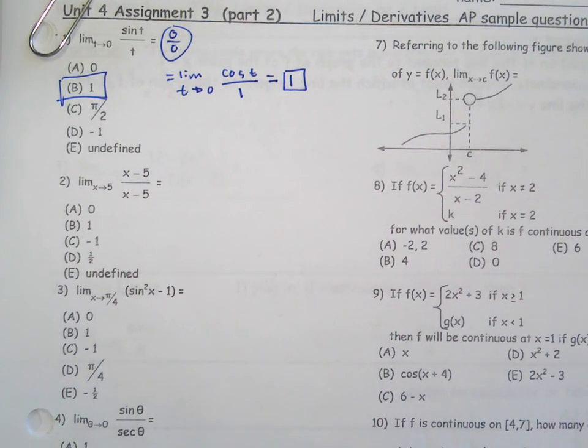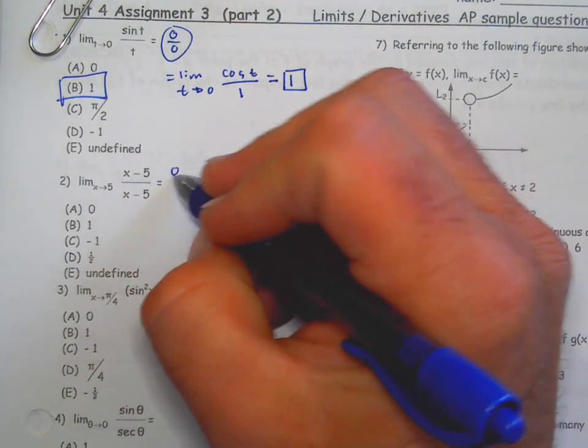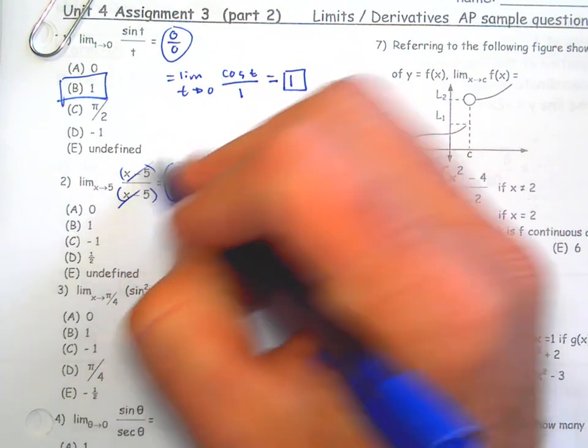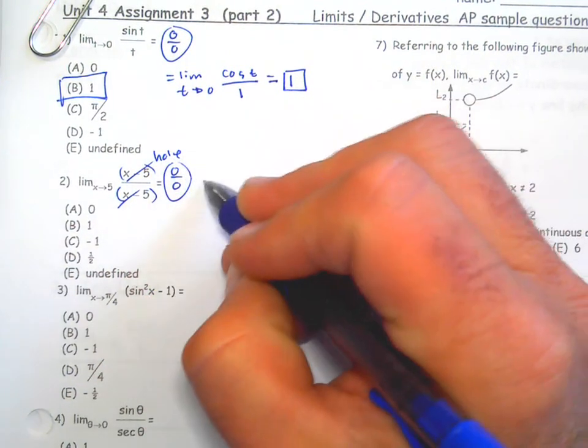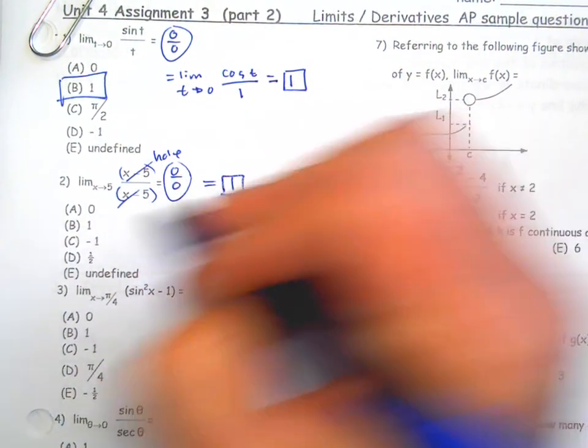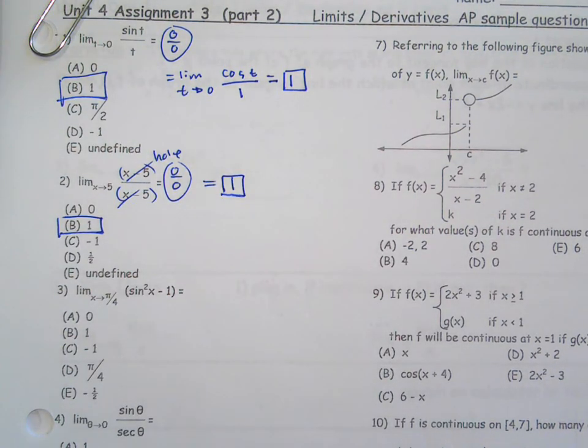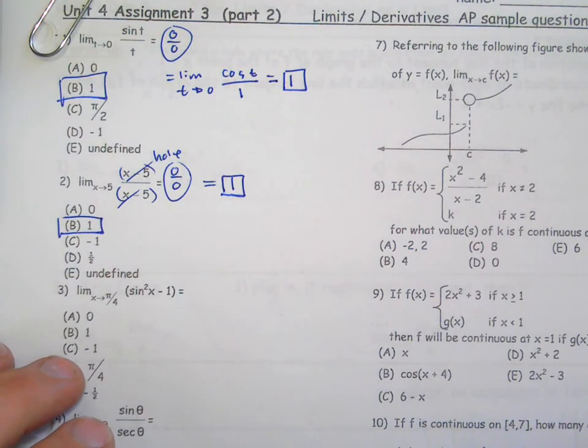Number 2, plug 5 in, you get 0 over 0. But we could cancel the hole out. This one's really easy, and the answer is 1. You could do L'Hopital's rule on that also and get 1 over 1, which is 1.